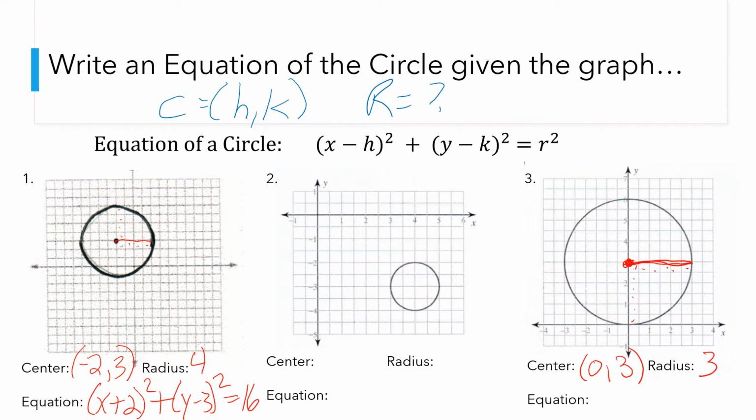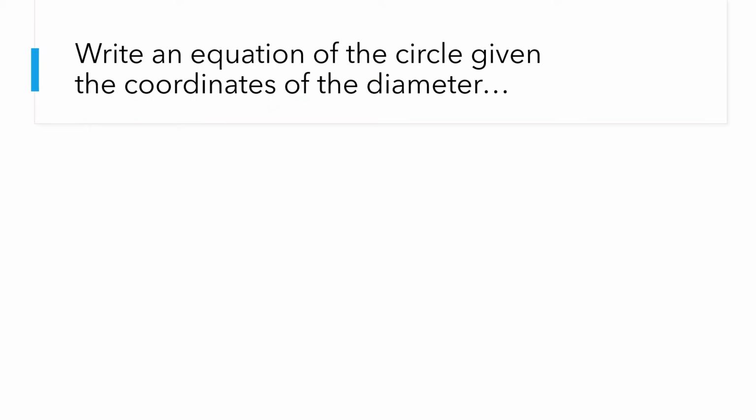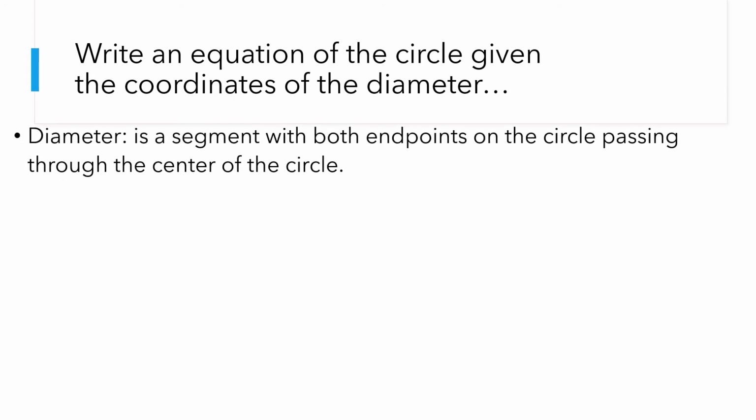So the radius is 3. And therefore my equation would be x squared plus (y minus 3) squared equals 9. And again, because it's a 0, we don't put anything there. Next slide. All right, so the next slide is where it can get a little tricky.